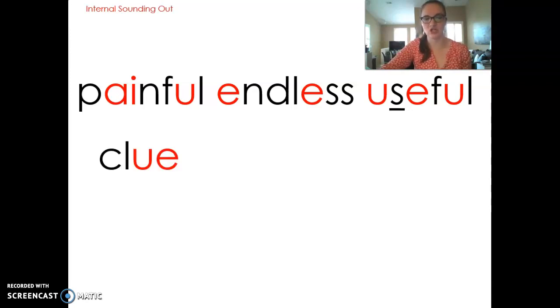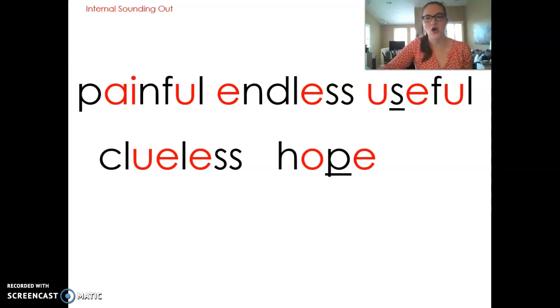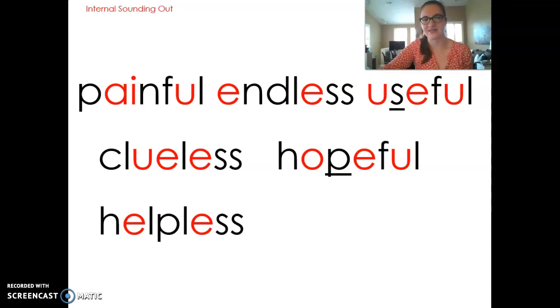Okay, the word is clue. We add the suffix less, so we have without clue, meaning without an idea. So if somebody asks you, what is the square root of 25? You might say, I'm clueless, because that's not something you've learned about yet. So you're without an idea, without a clue. Hope, add the suffix full, full of hope, hopeful. Help, suffix less, helpless, without help.